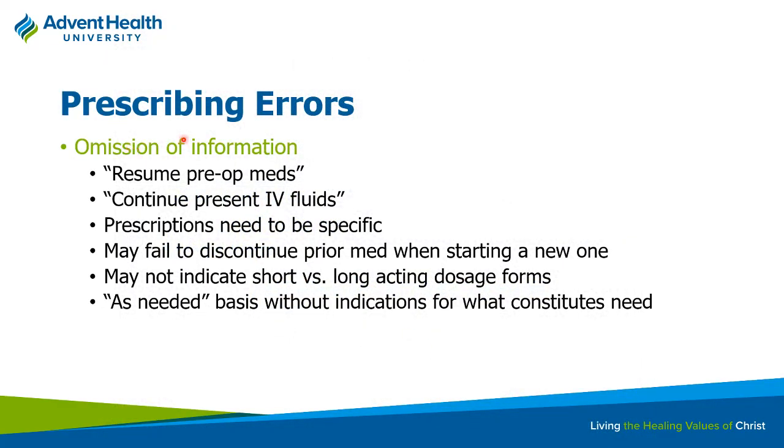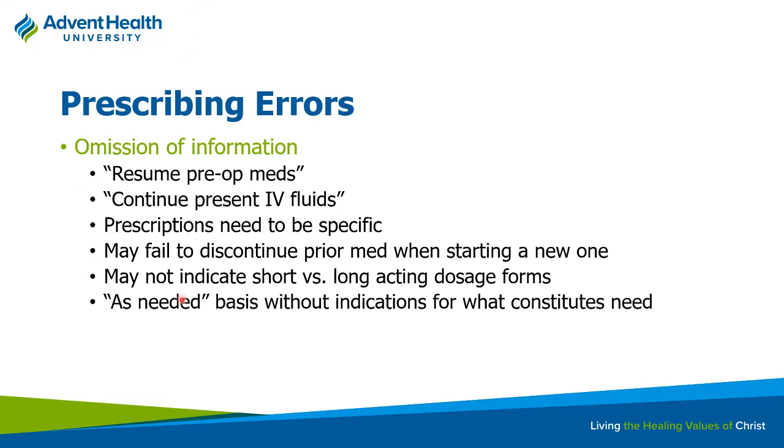Now, some prescribing errors, very frequently this is due to omission of information. So for instance, continue present IV fluids. Unless you know what specific fluids those are, you may hang the wrong one on the next time, right? You may need to be very specific about what you're saying in your instructions. Otherwise, people may have to interpret things, and when they have to interpret things, that's where mistakes can happen, right?